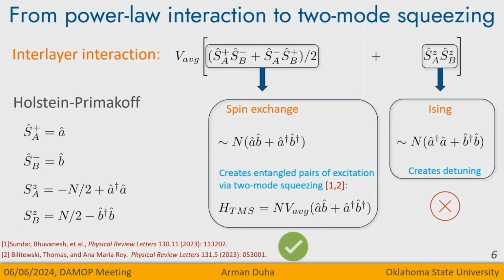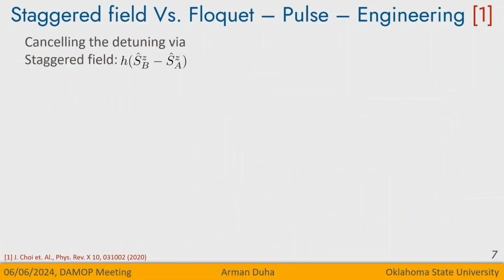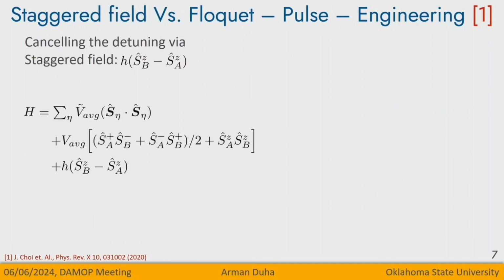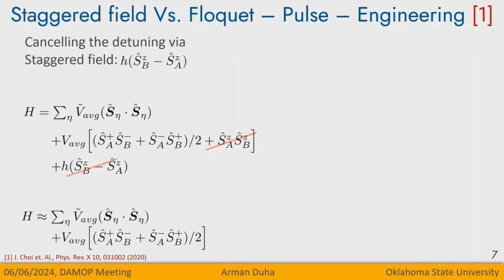There are a lot of ways you can get rid of this. For example, you could introduce a staggered field, a layer selective field. If you introduce this term in your Hamiltonian, up to quadratic order it cancels the interlayer Ising term. What we end up with is this Hamiltonian: the intra-layer Hamiltonian remains intact, which we need for the system to remain collective, but we get rid of the Ising term in the interlayer interaction, up to quadratic order.